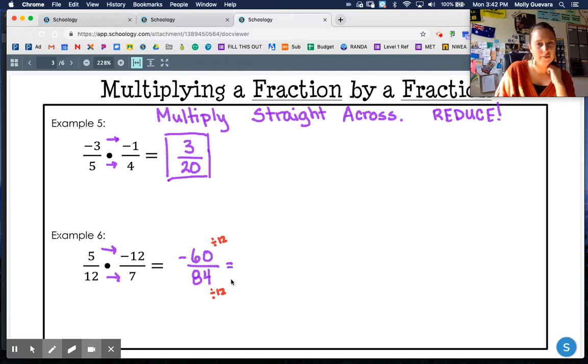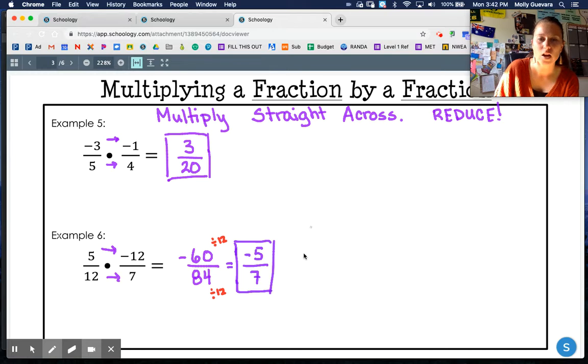And negative 60 divided by 12 is negative 5. Wow, that's a 5. Negative 5, I mean. And then 84 divided by 12 is 7. I was ahead of myself. And I can't reduce that any further either. There's no number that goes both into 5 and 7. So that is one way to do it.